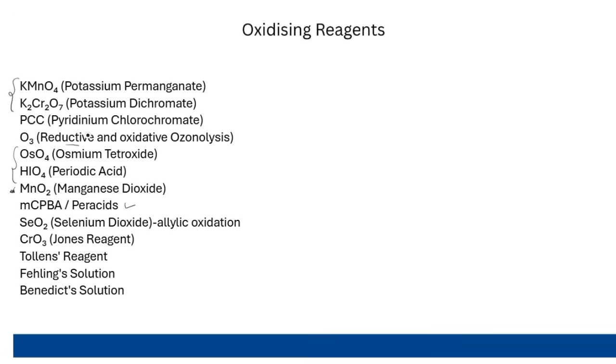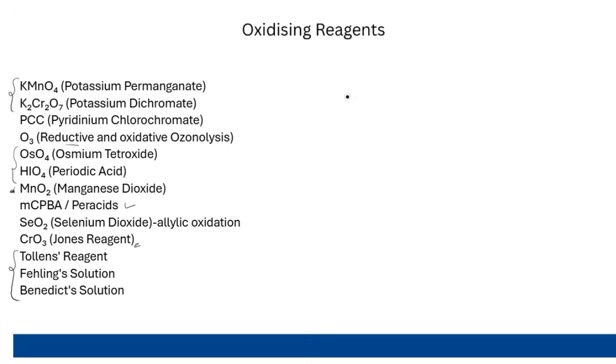In case of PCC, the primary alcohol will be converted to aldehyde, but here it will convert it to carboxylic acid. Then we have the three reagents which are used in the labs as well to identify the aldehydes, ketones, and reducing, non-reducing sugars. That is Tollens reagent, Fehling solution, and Benedict solution. So these are the different oxidizing reagents with respect to what sort of reactions they are going to do.